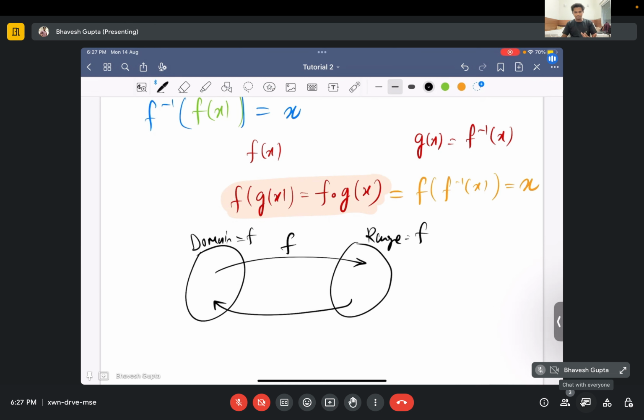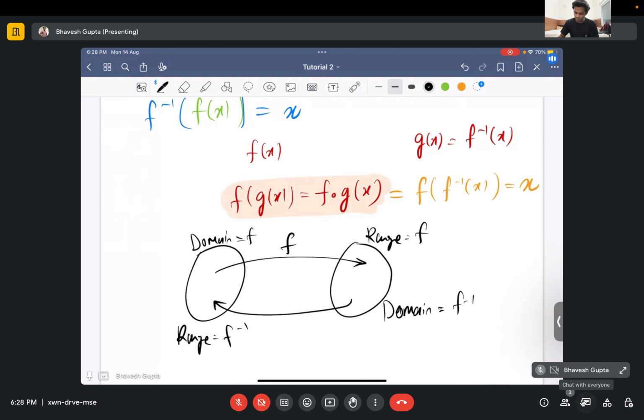But now what happened? The range of your function will become the domain for f inverse, and this will become the range of f inverse.